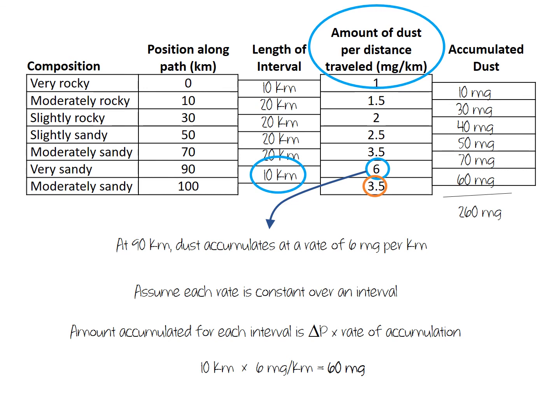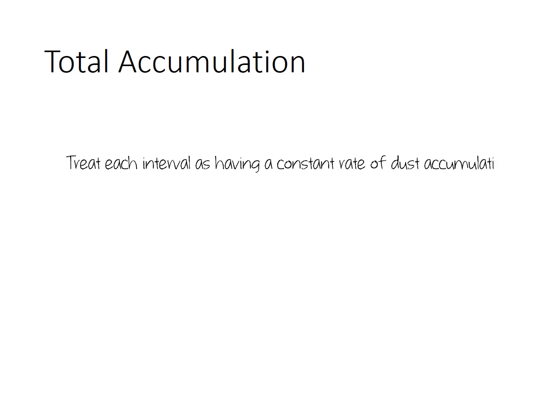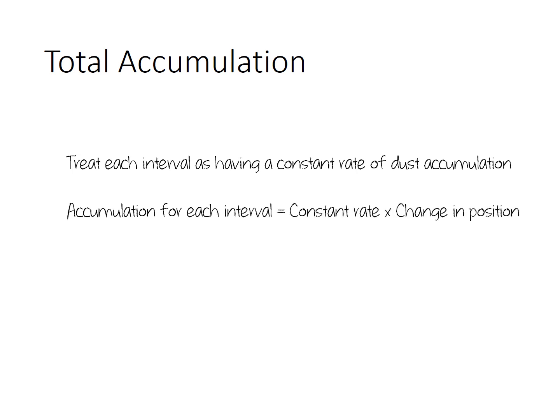Now, to summarize our general method, to make an estimation of the total amount of dust that has accumulated, we treat each interval as having a constant rate of dust accumulation. In the example, we always used the rate at the beginning of each interval, but we could also have used the rate from the end of each interval. Then, we find the amount of accumulation over the interval by multiplying the constant rate times the change in position, and then, to get the total amount of accumulated dust, we add up the amounts from each interval.